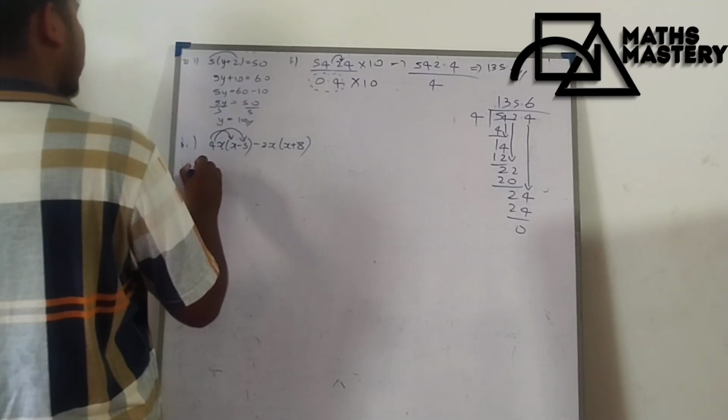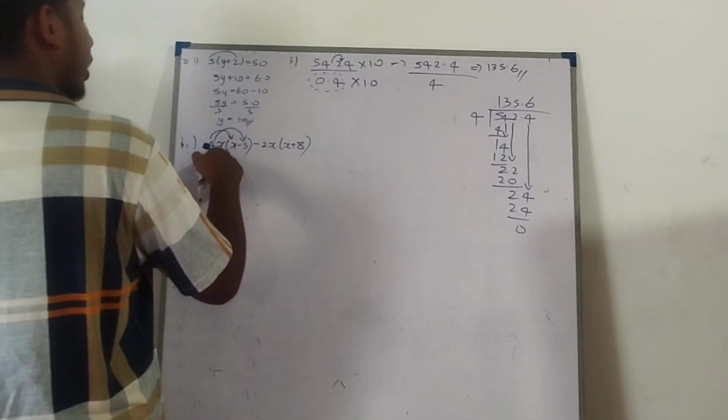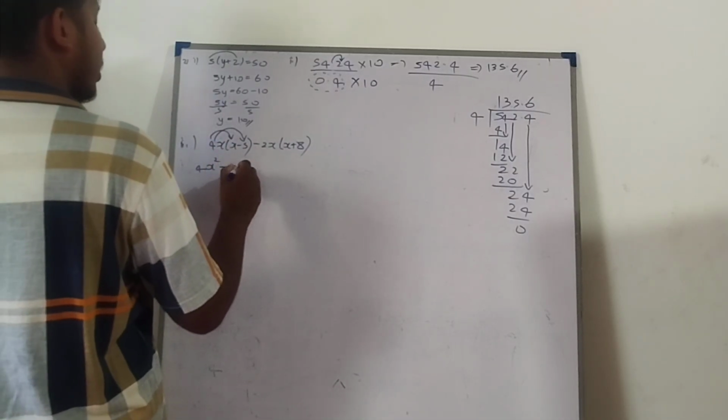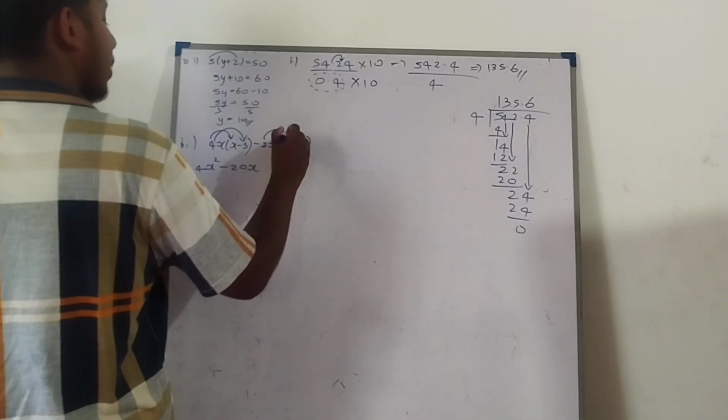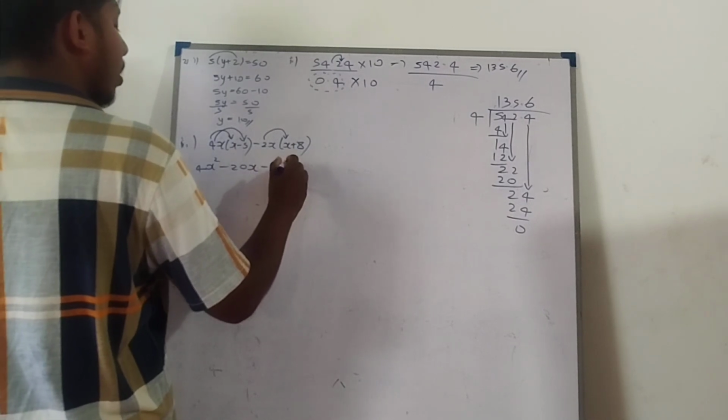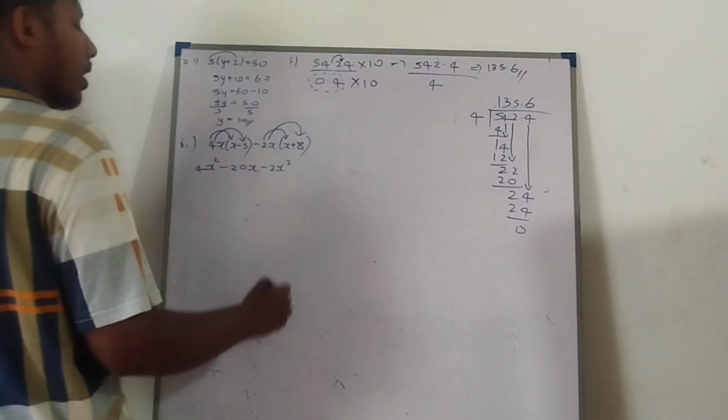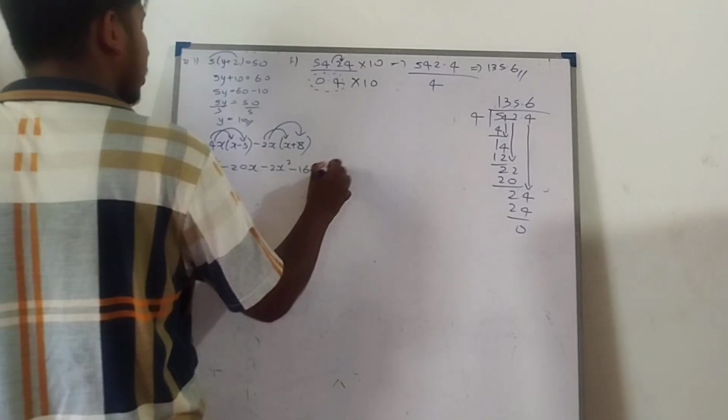4x multiplied by x is 4x squared. 4x multiplied by minus 5 is minus 20x. Minus 2x multiplied by x is minus 2x squared. Minus 2x multiplied by plus 8, the answer is minus 16x.